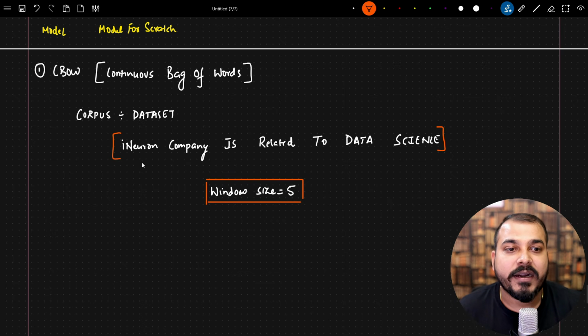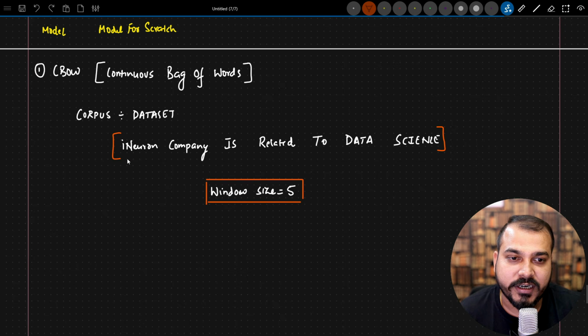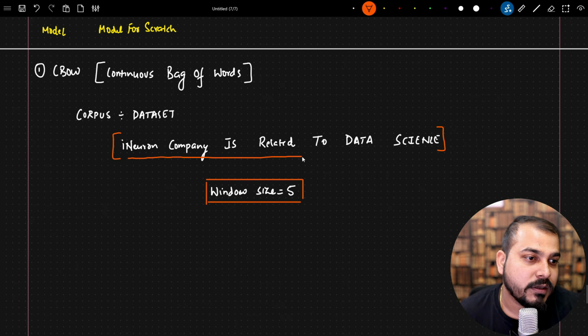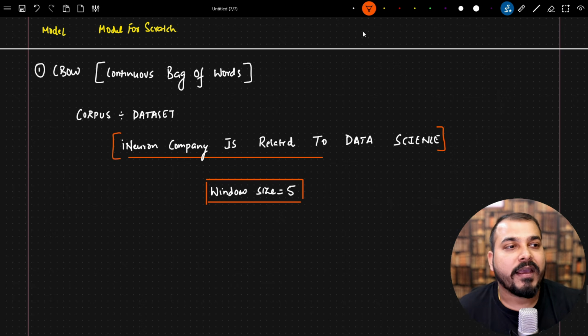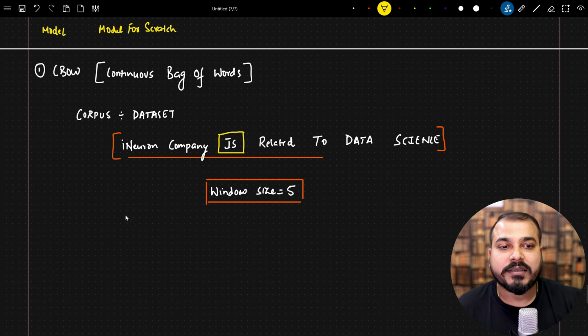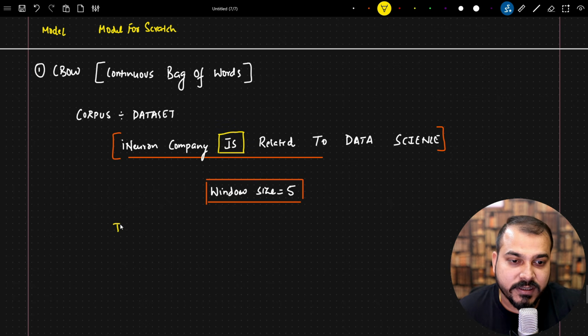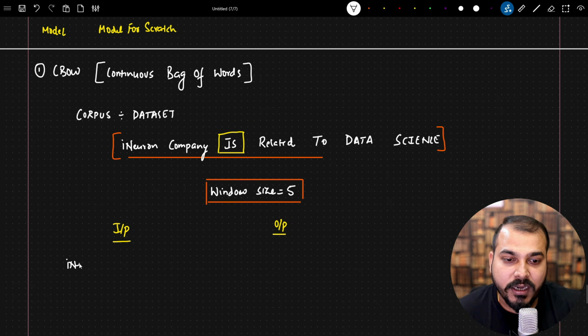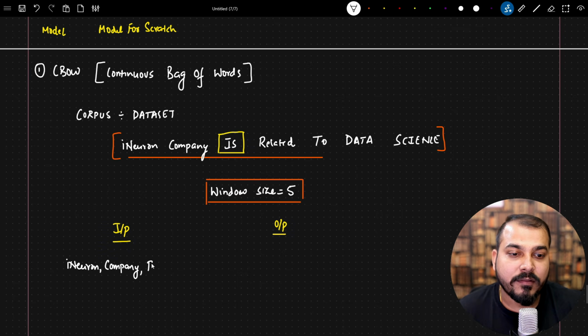Now, this window size 5 indicates how many words I need to select initially. So let's say I am selecting 5 words. So here are my 5 words. Now, from these 5 words, I will take the center word. Now understand how I will take these window size 5 words and convert them into input and output data. So let's say this is my input data and this is my output data. The central element that I've taken over here is is. Now in the input, I will have iNeuron company, and then on the right hand side I have related and to.